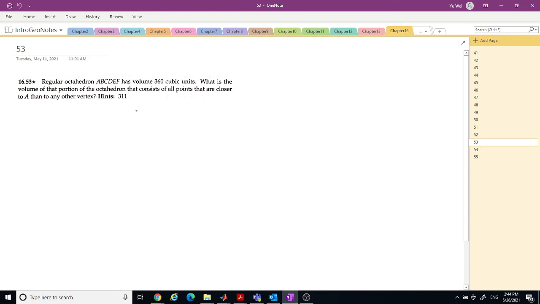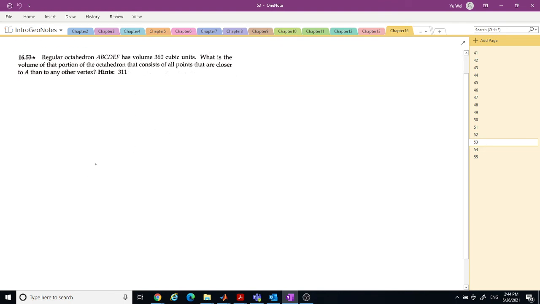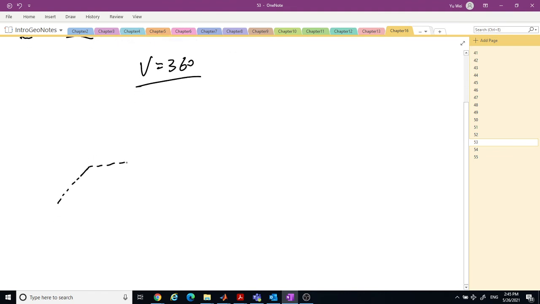Next is a regular octahedron. You know the volume of the regular octahedron is 360. What is the volume of the portion of the octahedron that consists of all the points that are closer to vertex A than to any other vertex? Let's draw a regular octahedron first.